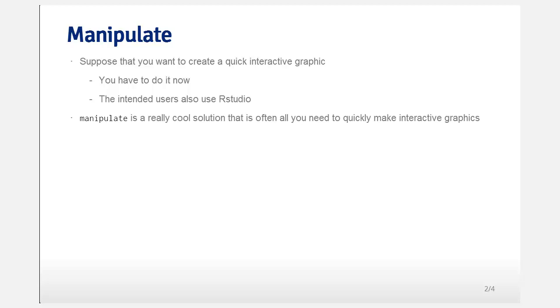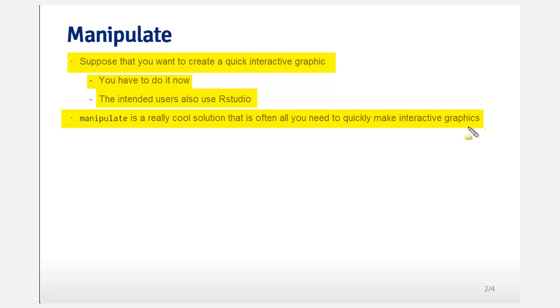Manipulate is for when you just have to create a quick interactive graphic or interactive table or something like that, and you've got to do it now. Like, you don't want to put a second of thought into it. The intended users for your function or whatever are also using RStudio and nothing else. At any rate, Manipulate is a really cool solution that's often all you need.